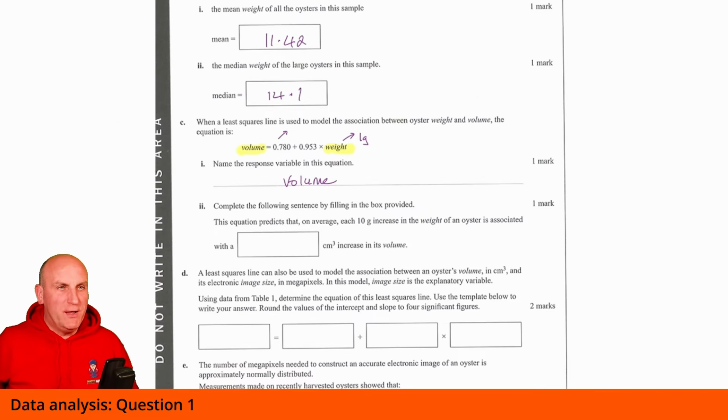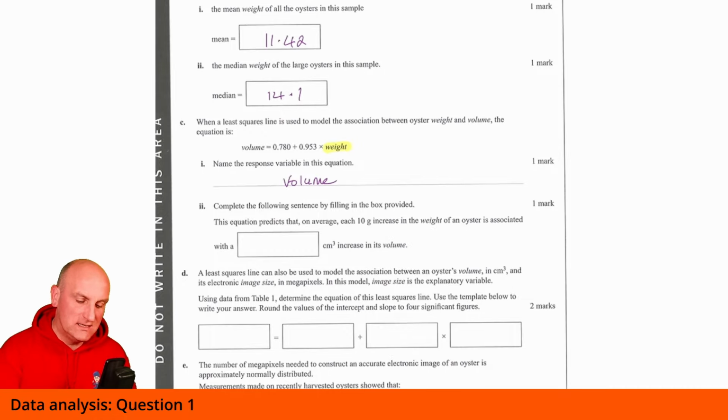Okay, now moving on to C part 2. Complete the following sentence by filling in the box provided. The equation predicts that on average each 10-gram increase in the weight of an oyster is associated with. Wow, this is interesting. The trick here is normally they say, for every 1 gram increase in weight, but now they're saying 10 grams of increase in weight. And obviously then we're looking at the gradient. If this has become 10 grams, not 1 gram, then we would need to make this 10 times bigger as well, which will give me a wonderful answer of 9.53.